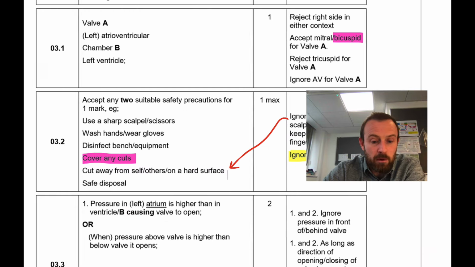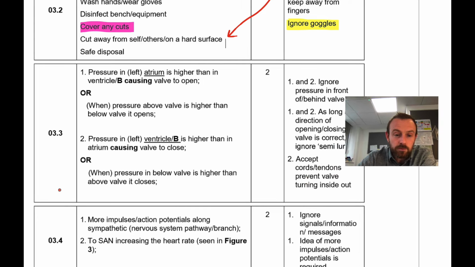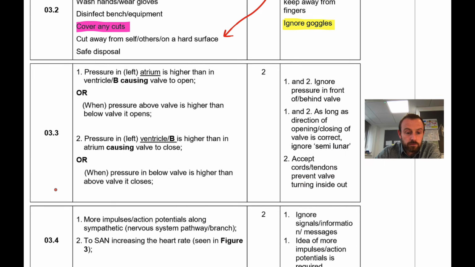Let's look at the mark scheme for that one. I only get the 1 mark because I need to talk about the first bit. So initially, I probably should have said this: initially, pressure in the atrium is higher than in the ventricle, and the valve is open, meaning blood flows from the atrium into the ventricle. And then, when contraction occurs, the pressure in the ventricle is higher than the atrium, causing the valve to close. So you need to talk about when it's open and when it's closed.